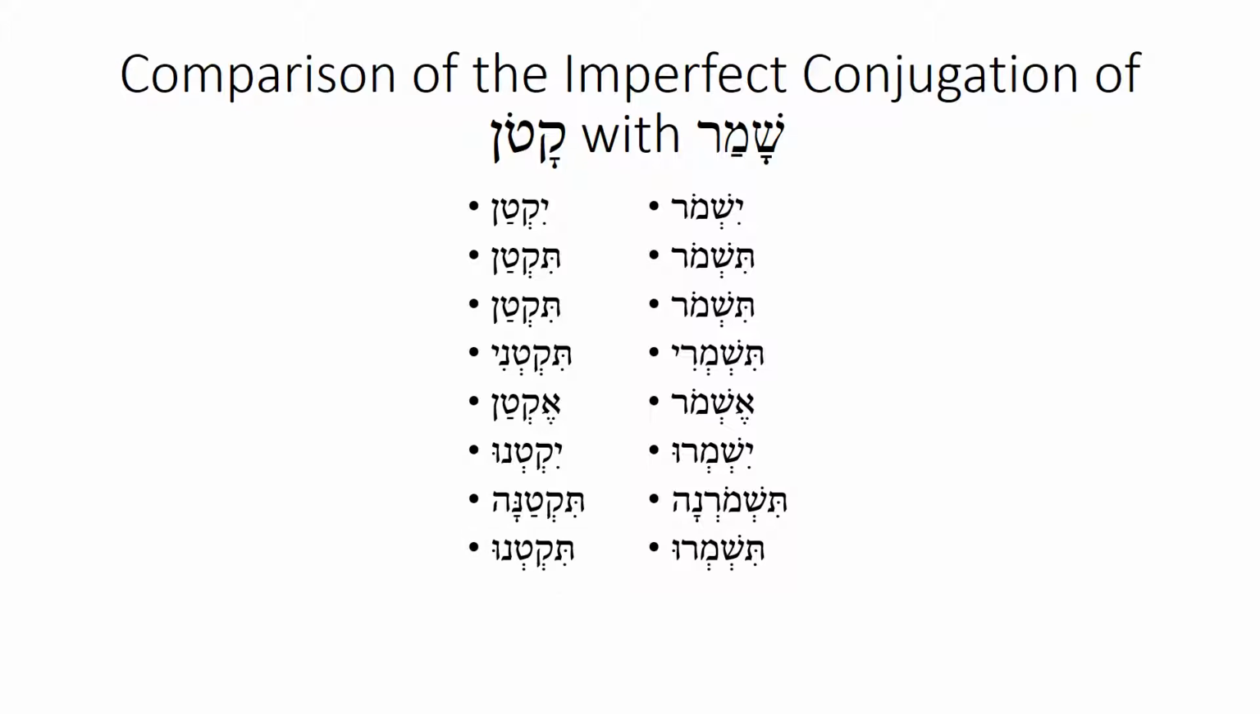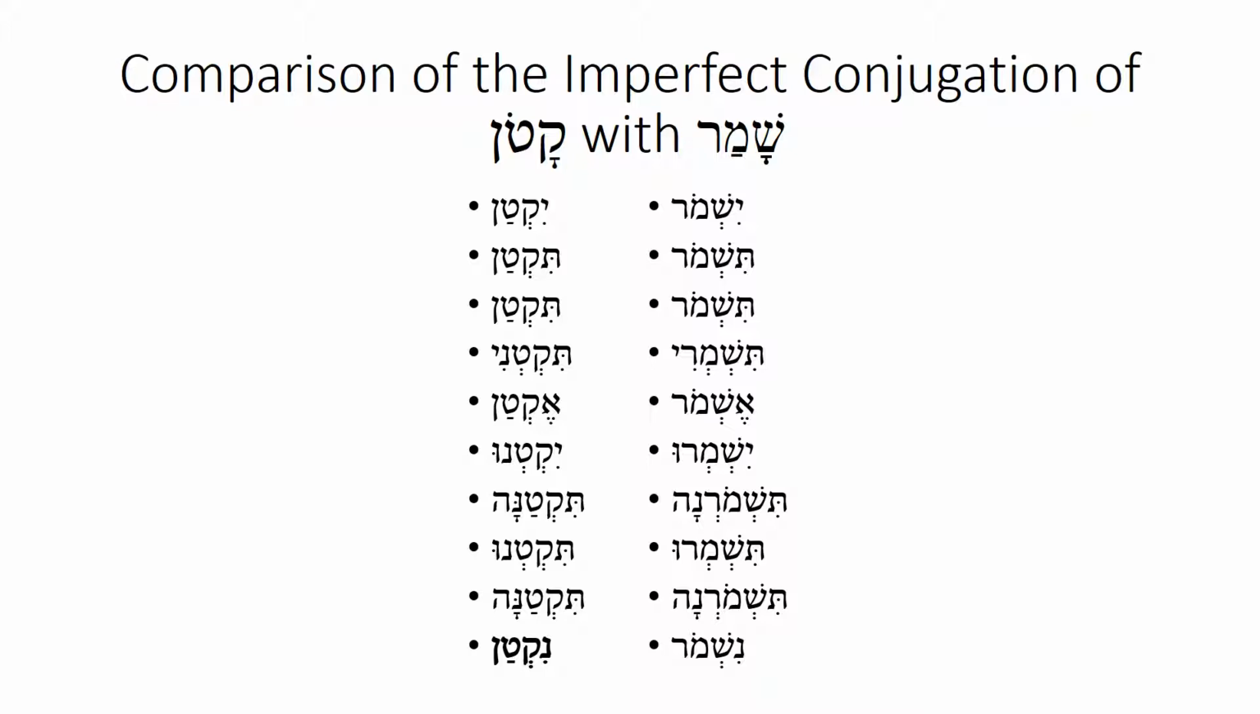Tishmaru, we don't see it in this form, tiktenu, but we do see it in tishmorna. The next form is tiktana. We see the patach here as the vowel under the second root consonant. And nishmor goes to niktan, and again the same. I have this highlighted here because the same warning goes for this form as well.